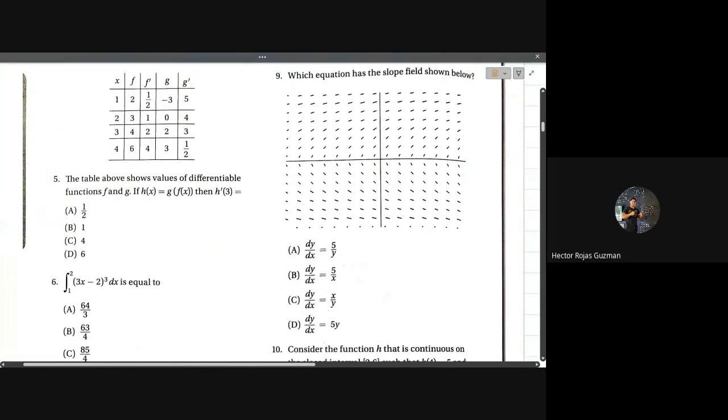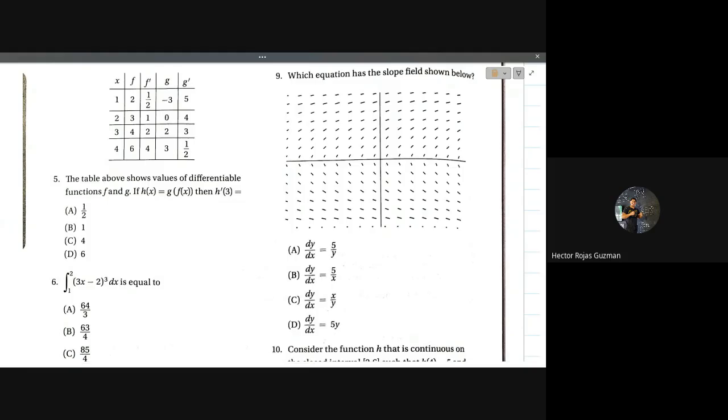Number 5. The table gives us values of differentiable functions f and g. Find h prime of 3. Okay. h prime of x equals g prime of f of x times f prime of x by the chain rule. Therefore, h prime of 3 is g prime of f of 3 times f prime of 3. Reading the table, we can see that f of 3 is 4, and then f prime of 3 is 2.